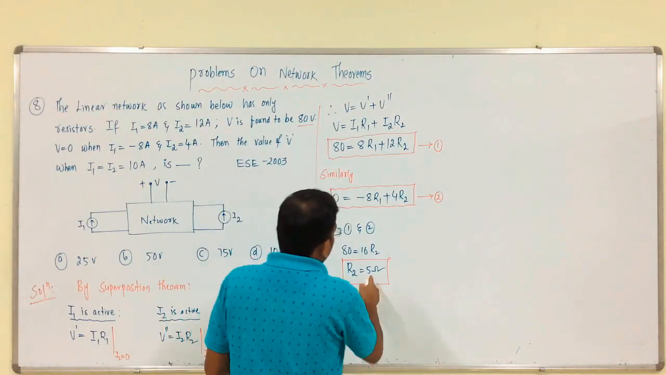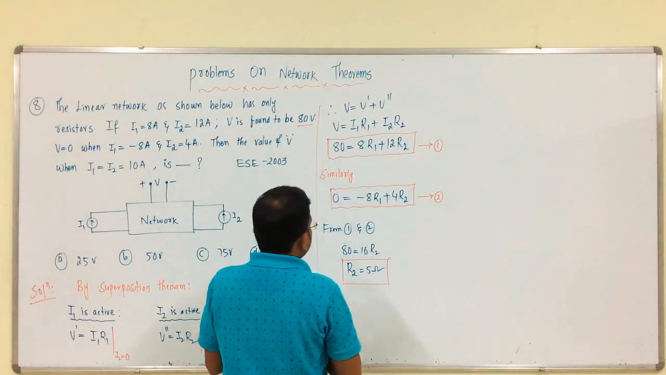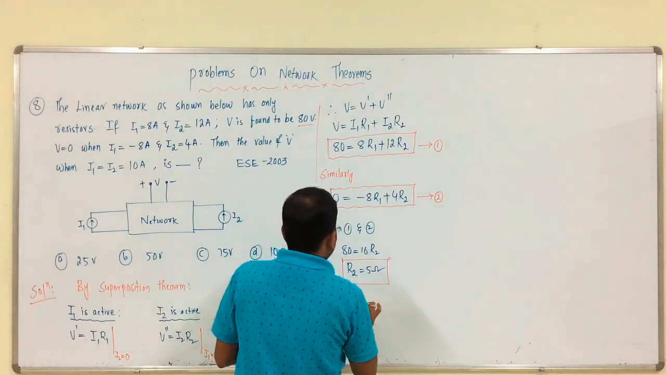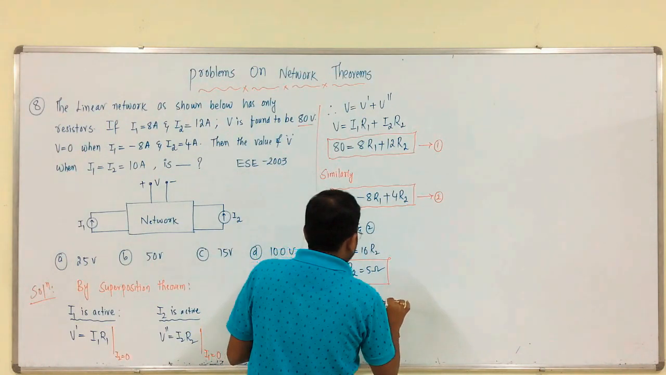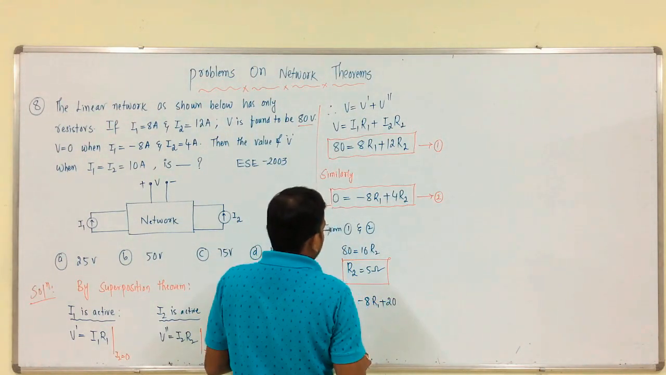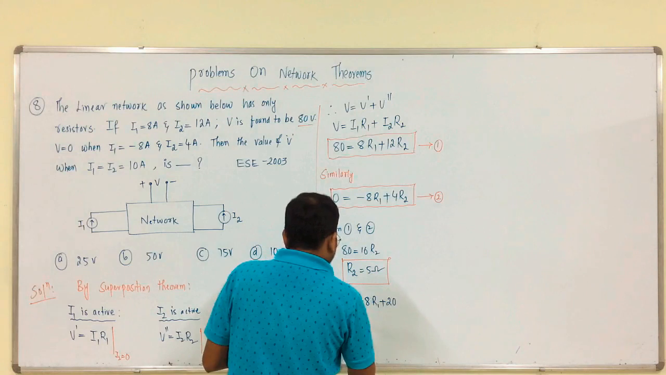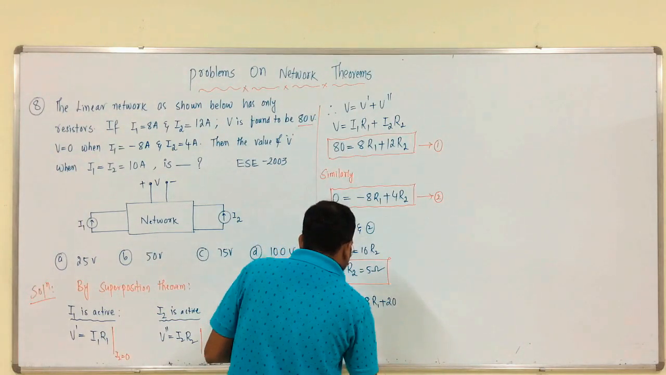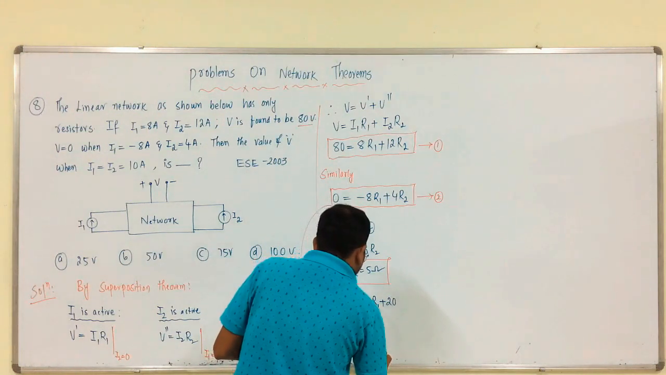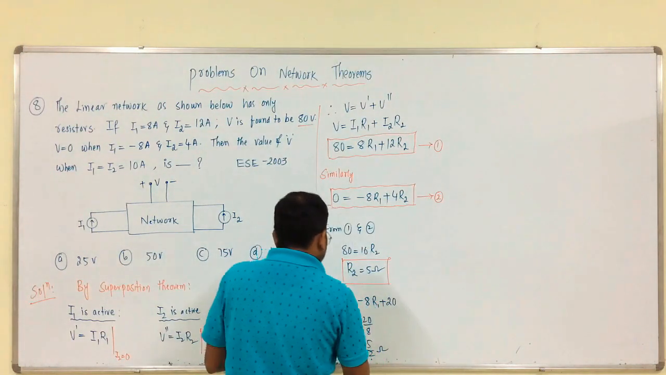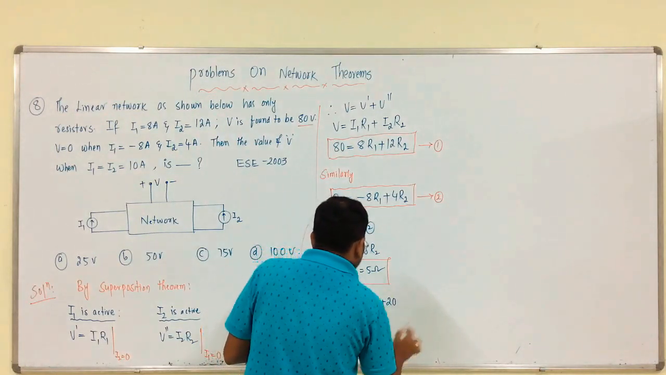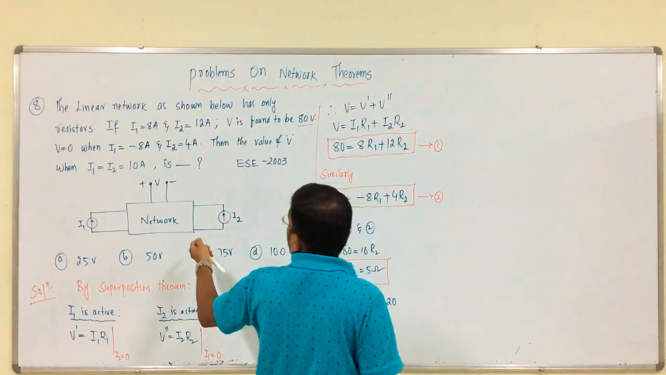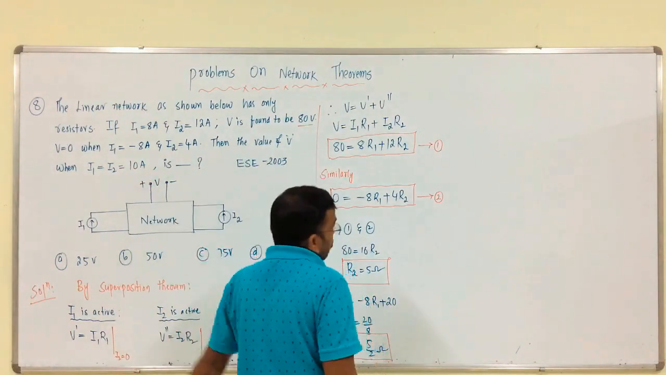Therefore, R1 is what? R2 is 5. From this, 0 is equal to minus 8 R1 plus 20, right? Therefore, minus 20. R1 is nothing but 20 by 8, which is equal to 5 by 2 ohms. R2 is 5 by 2 ohms. So we have R1, R2. Then we have to calculate the voltage when I1, I2 is equal to 10 amps.